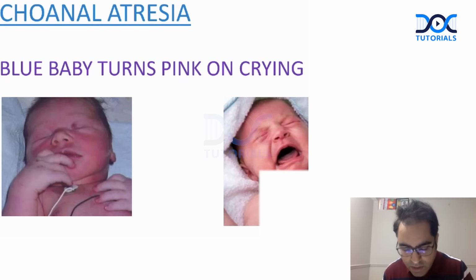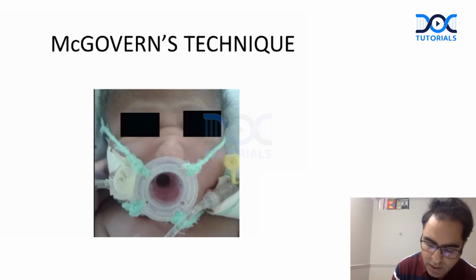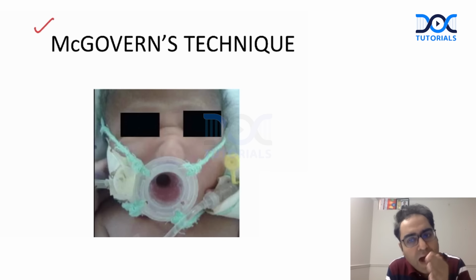Okay, the immediate management is to put a wide bore nipple in the child's mouth to keep it open, and this is called the McGovern technique. So McGovern technique, very famous question. This is used for the immediate management of a choanal atresia baby. To save the baby, you put a wide bore nipple in the child's mouth and wait for the ENT doctor to come. After a few minutes, the ENT doctor will come and he will do tracheostomy.